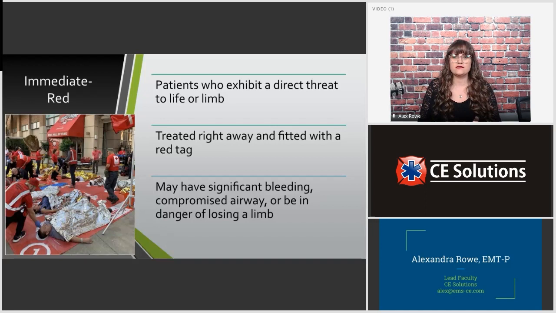Okay, immediate. So these are our critical patients, right? These patients are priority. They need to be transported to an appropriate facility as soon as possible. These patients may exhibit direct threat to life or limb. They need to be treated right away and given a red tag. An example here would be a patient with severe chest trauma, a breathing rate greater than 30 times a minute, signs and symptoms of shock. So maybe they have low blood pressure, high heart rate, increased respiratory rate. Other things that may lead the patient down that pathway would be significant bleeding, compromised airway, or they may be in danger of losing a limb.